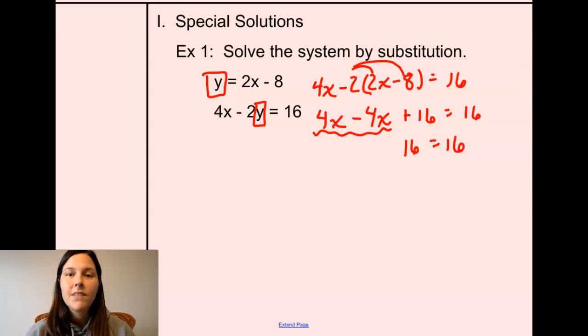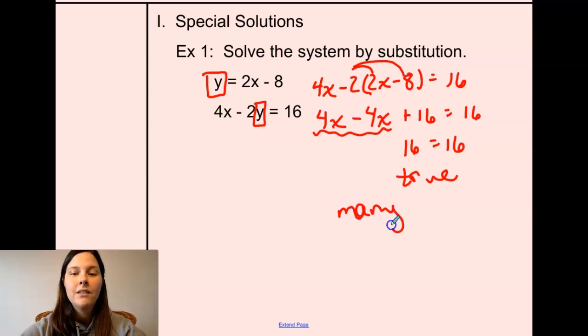Hopefully you remember from when we've seen special solutions before. We've seen them with solving equations, and we saw them with solving inequalities. These special solutions occur when the variable disappears. It goes away. It is no more. And then what you do is you ask yourself, is it true? So I've got 16 equals 16, which of course is true. So what this means is that graphically, these lines would land on top of each other. They are the same line. So this is when we would have many or infinite solutions.